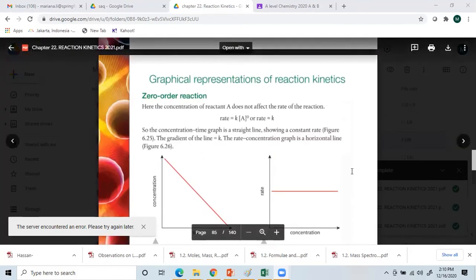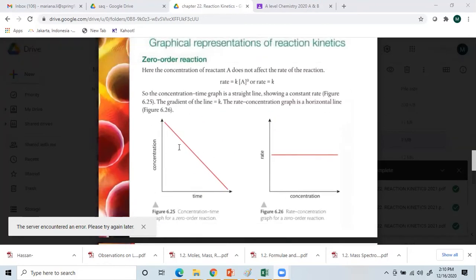In the zero order region, the concentration will decrease with time, because the reaction will use up the concentration of reagent. But how does the concentration of reagent affect the rate of reaction? It does not affect it at all.